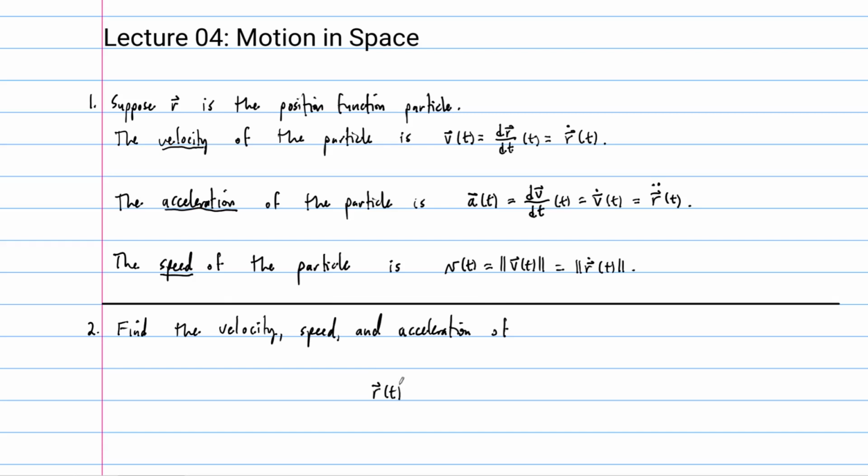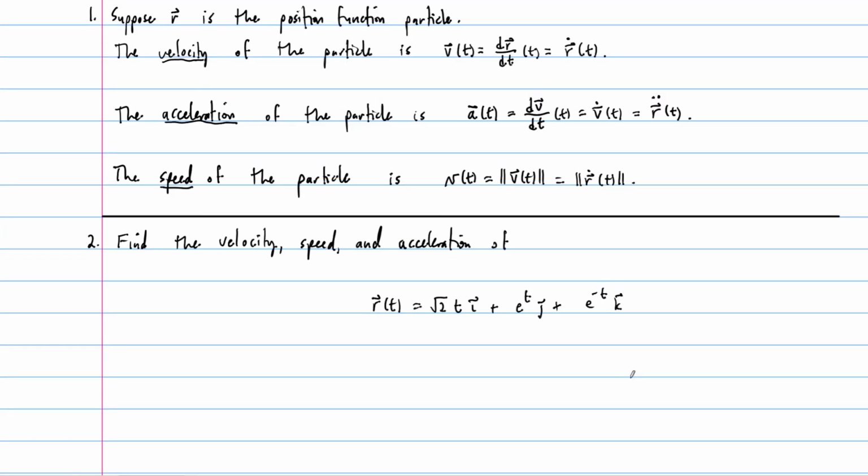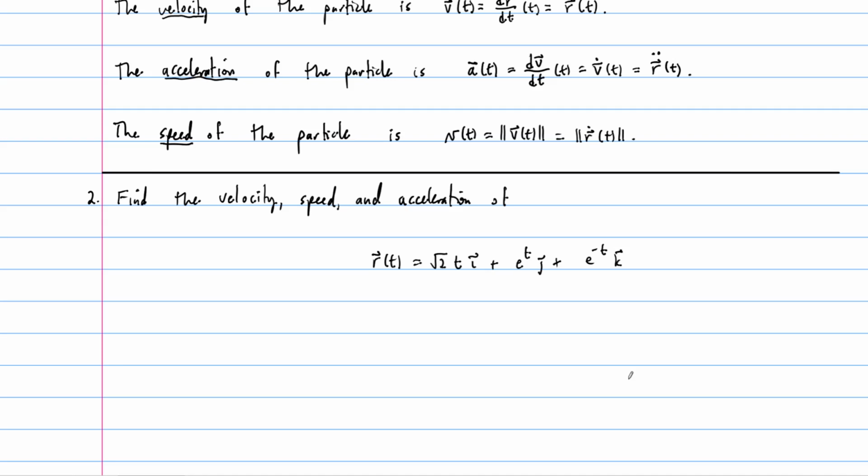So the position function here is going to be r of t equals square root of 2 t i, so only the 2 is under the square root there, then plus e to the t j, and then plus e to the minus t k. All right, so why don't you guys take a moment, work on this one, try to simplify your vector functions and your scalar function for speed as much as possible, and then when you hit play again, we'll reconvene and do this one together.